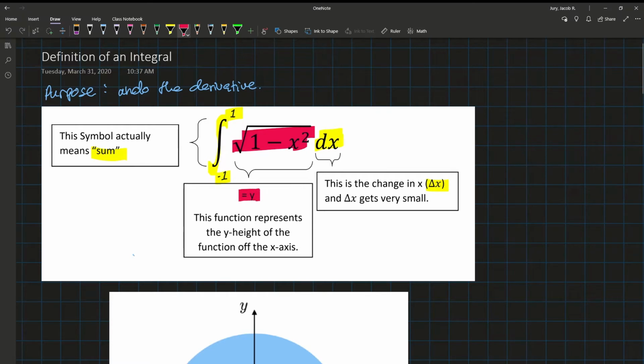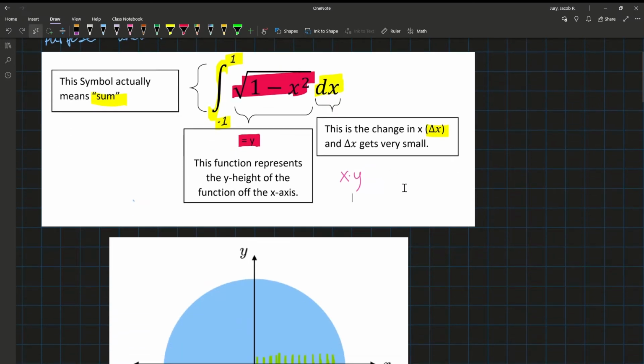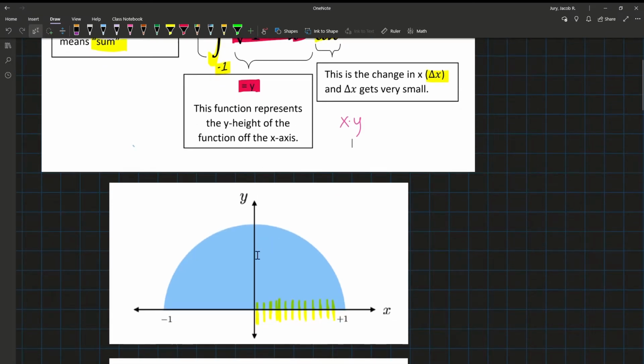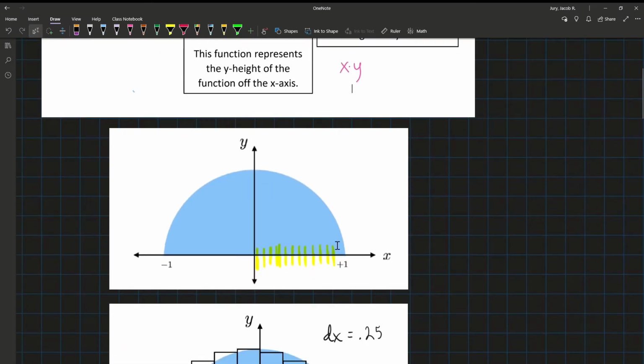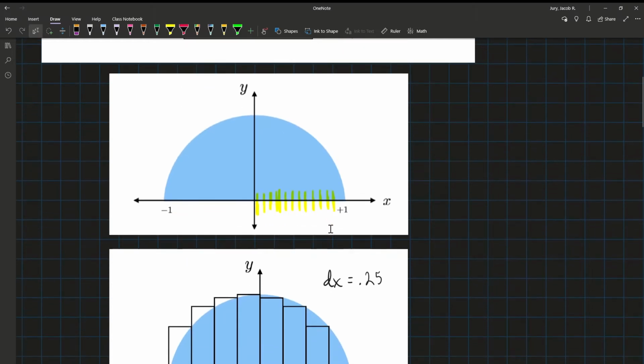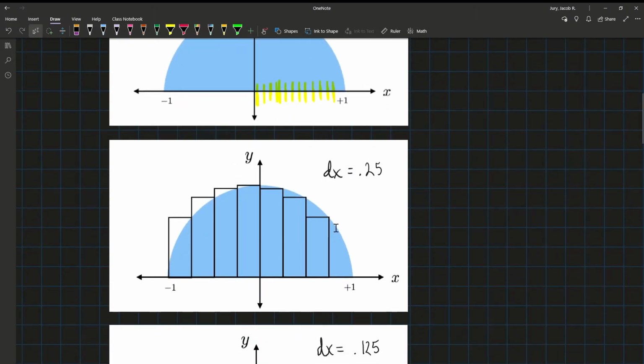Now, because we're just finding the area per se, it doesn't really make a lot of sense because our area, or x times y, could be negative. But we'll look more at that in the future.